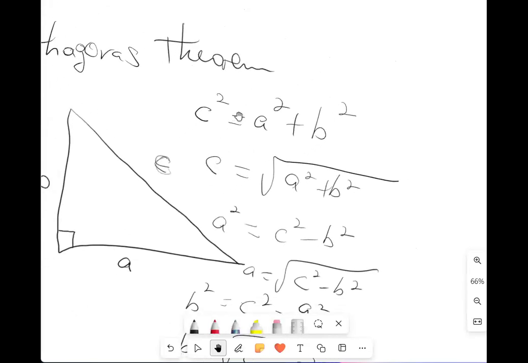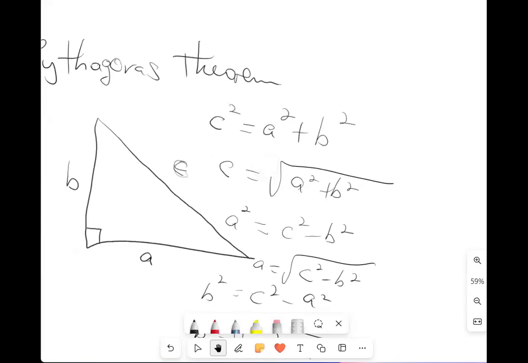Sometimes you'll see this version, this one here, or this one here. What they're telling you is that the square of the hypotenuse is equal to the sum of the squares of the other two sides of the triangle. World famous theorem in mathematics. Extremely useful as well.